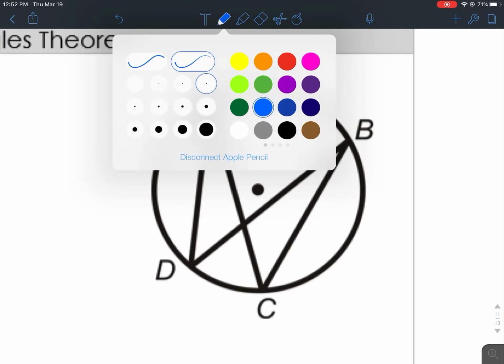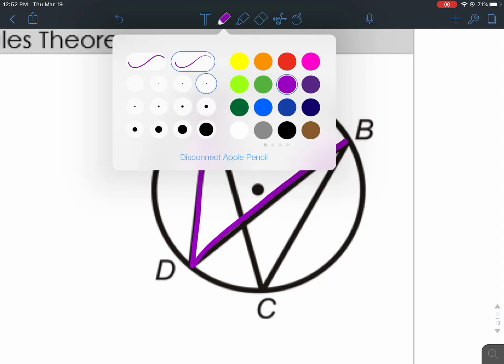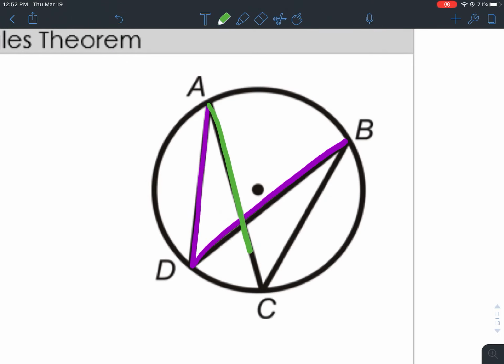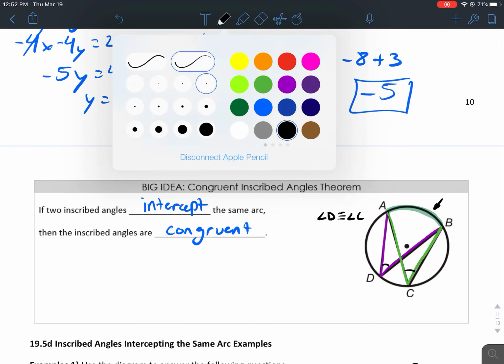If we're looking at this example here, we have two inscribed angles. We have ADB and we have ACB. If you notice, both of these angles intercept arc AB, right? So if two angles intercept the same arc, that means that these two angles are automatically congruent. So that means here that angle D is going to be congruent to angle C because they intercept the same arc.